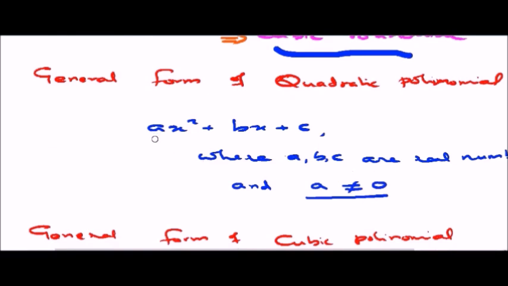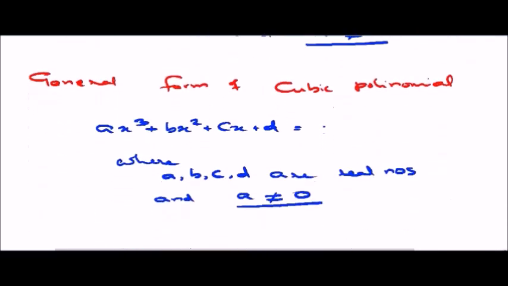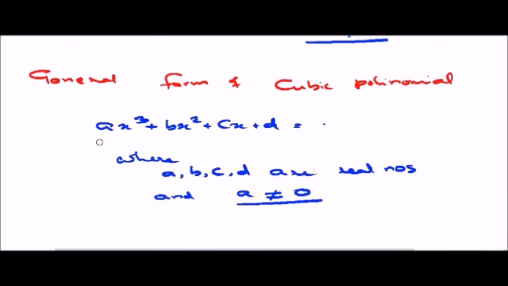For the general form of a quadratic polynomial: the general form is ax square plus bx plus c, where a, b, c are real numbers and a not equal to 0. This is very important. If a is equal to 0, this is not a quadratic polynomial. It automatically changes to a linear polynomial.